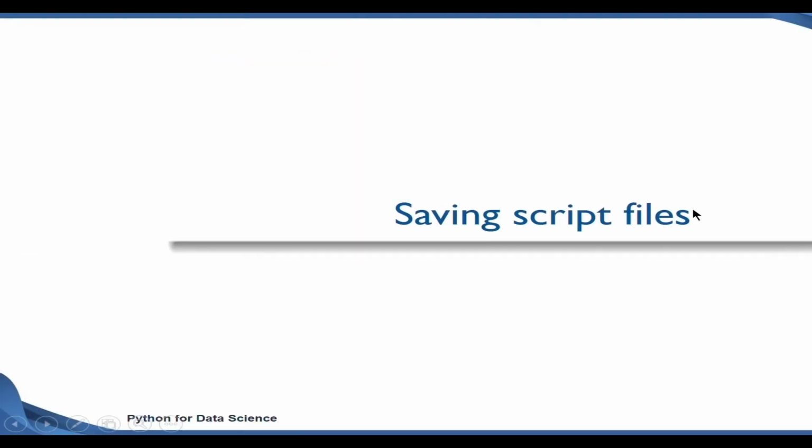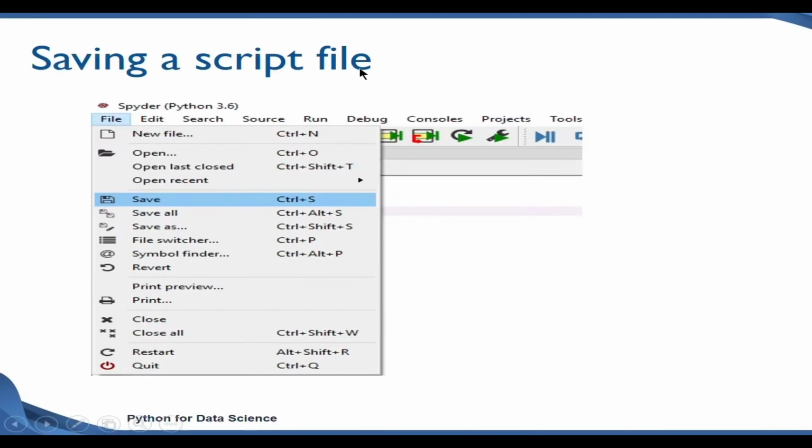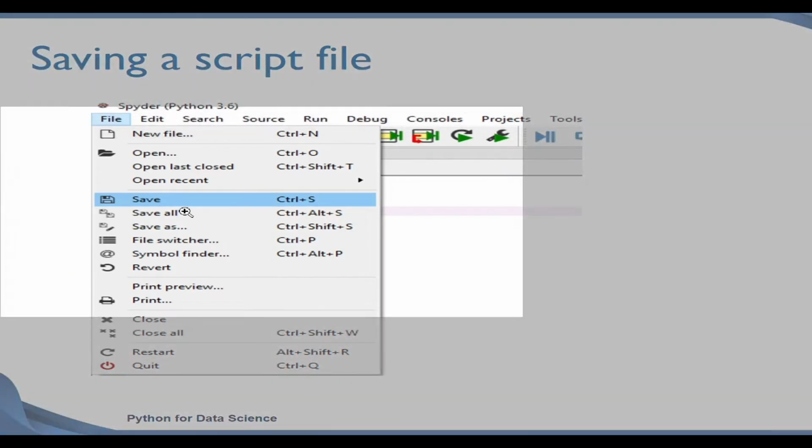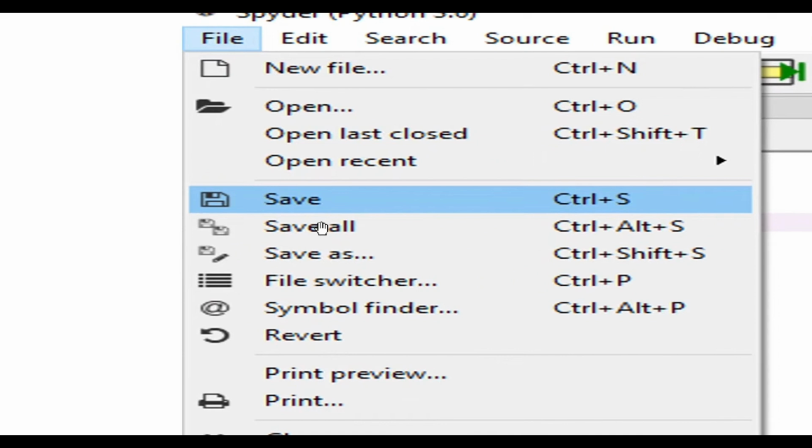So now let's go ahead and save our script files. So to save your script file, you can click on the file menu again, and you can see there are three different options here. So let's see what these options are. I'm going to zoom in a bit to show you the list of options that you have. So the first option is save, which is represented as Ctrl plus S in your keyboard shortcut.